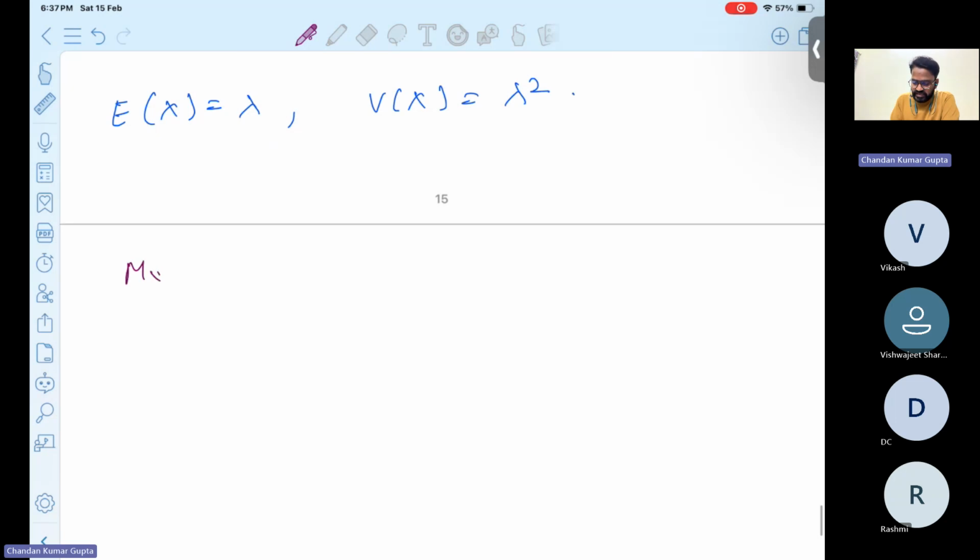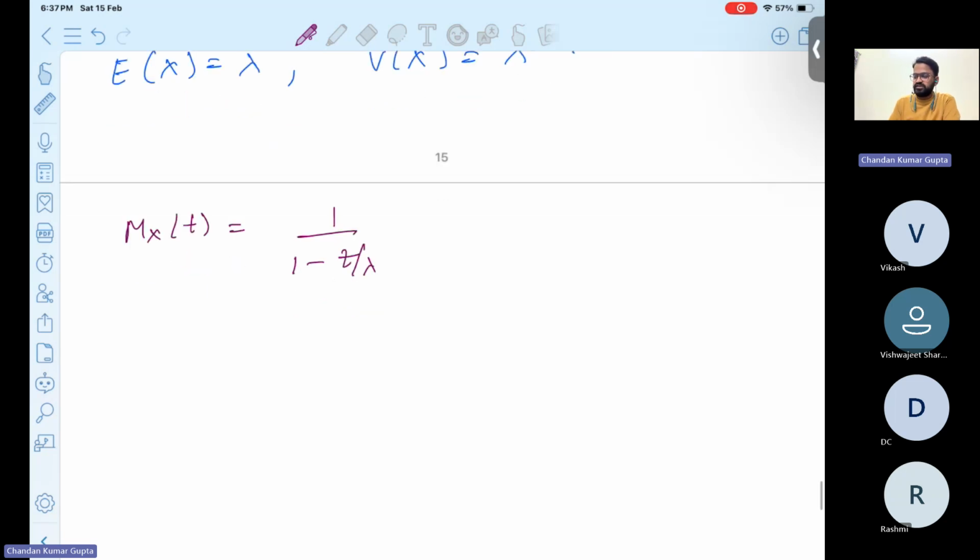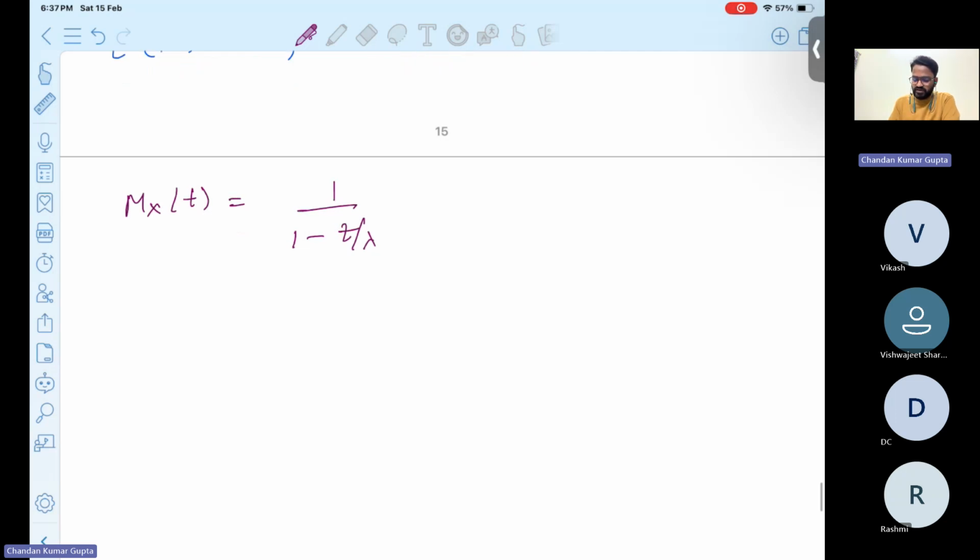The next is the MGF, the moment generating function. The moment generating function is 1 upon 1 minus t by lambda. This is the moment generating function for the exponential distribution, and replacing t with it gives the characteristic function.